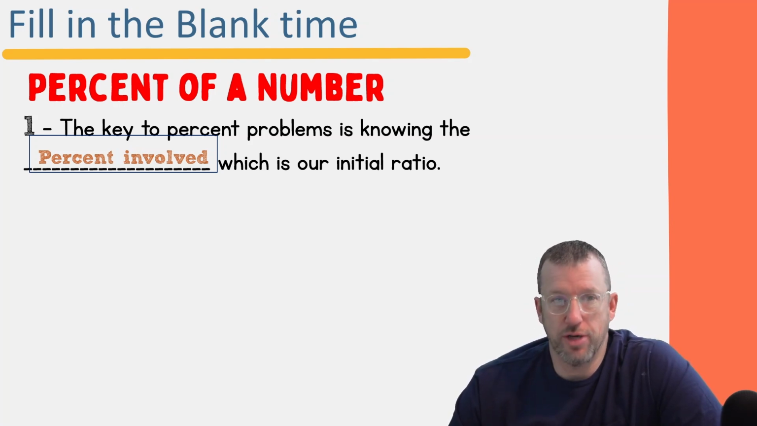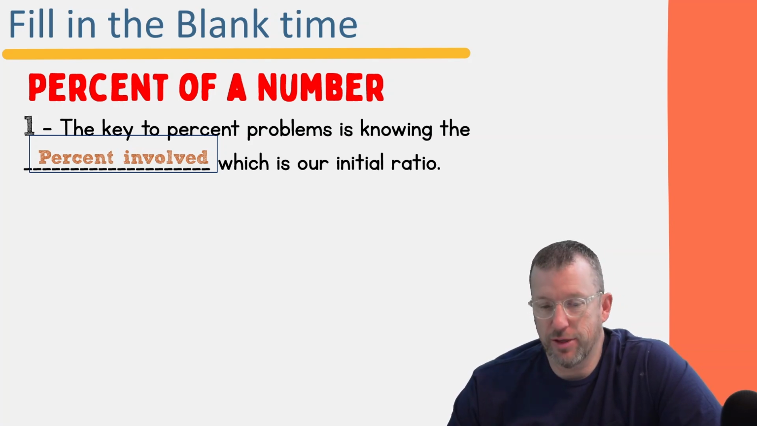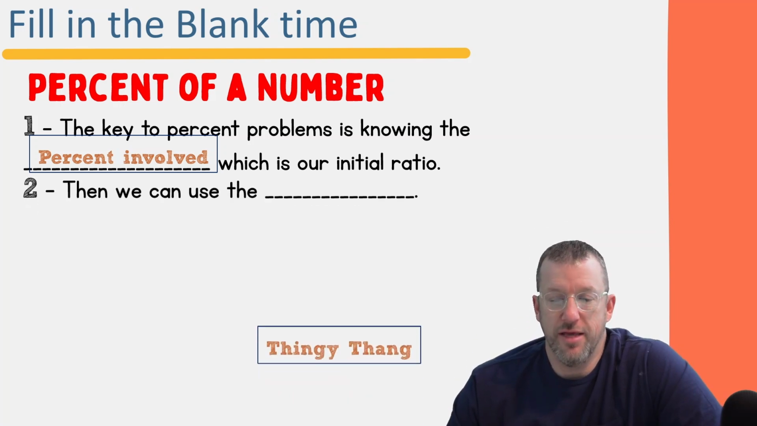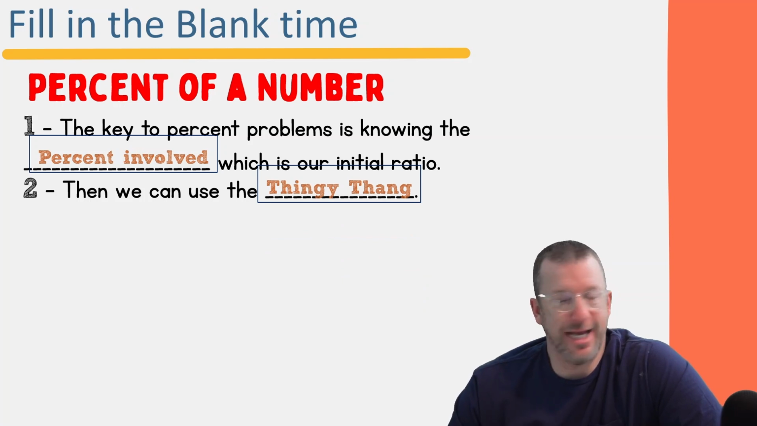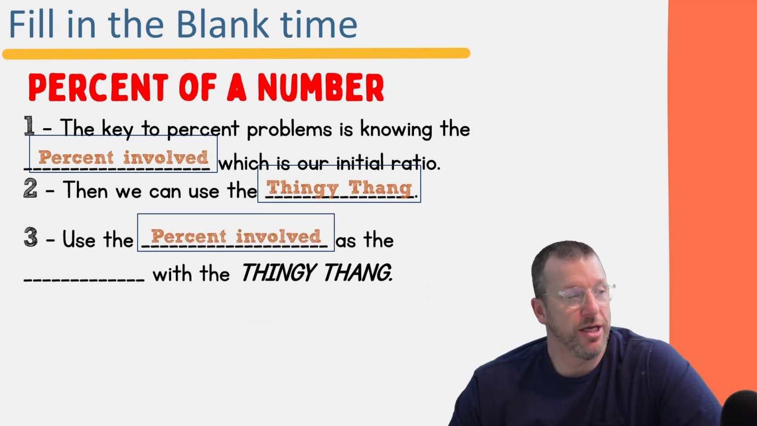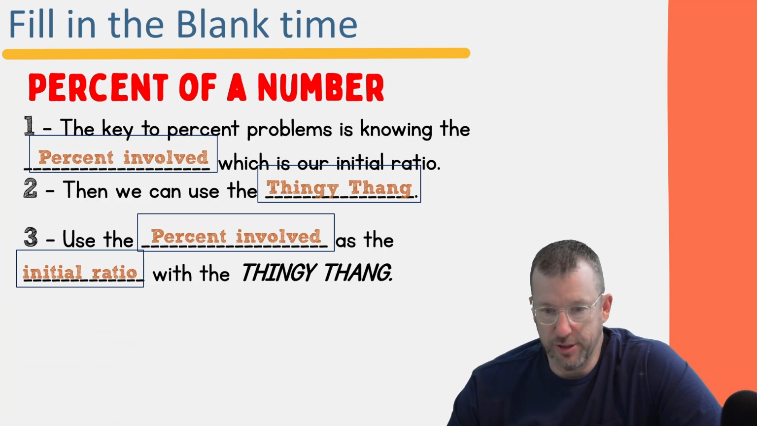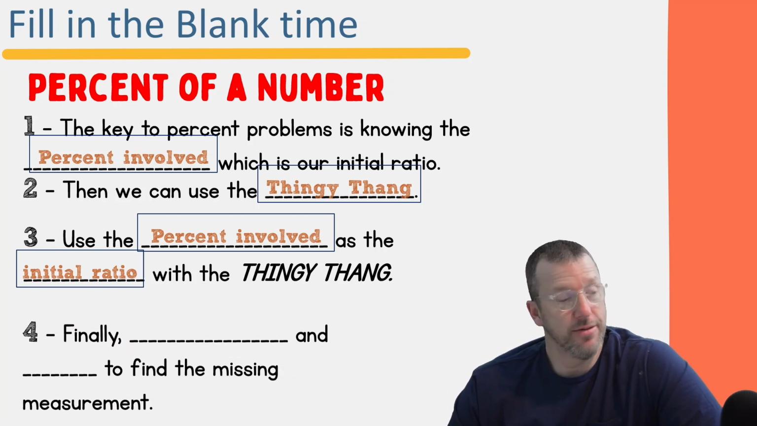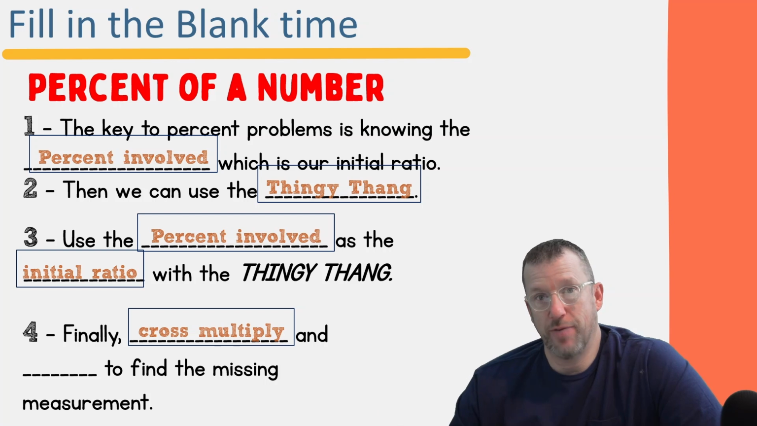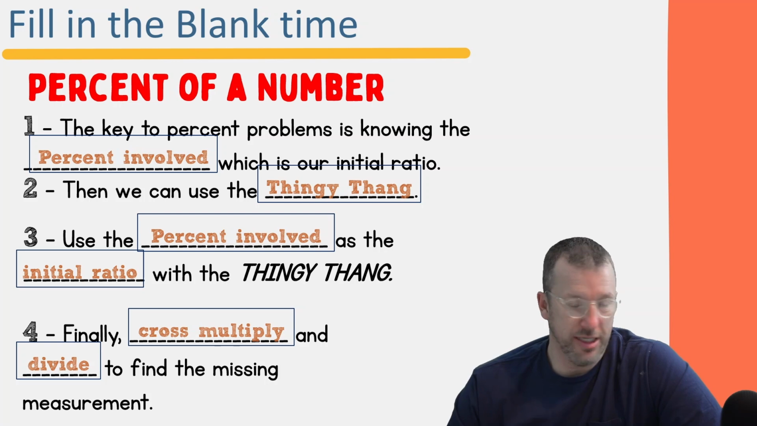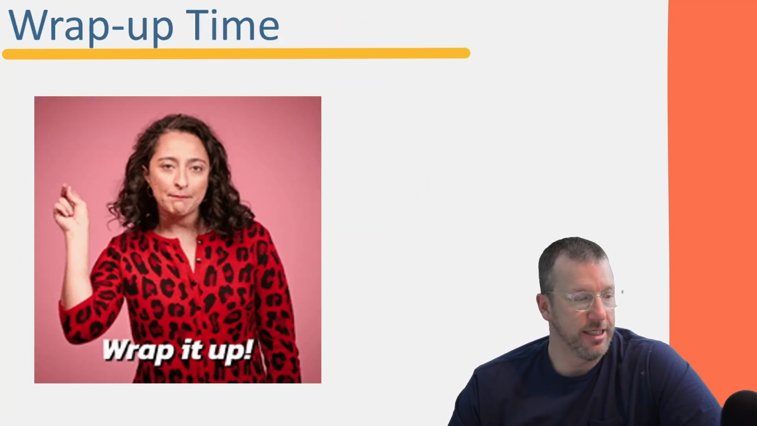You fill out what you know, and then you cross multiply and divide, right? But in this instance, at this point in your math career, you're probably going to be given the percent every time. So we need to know the percent involved. Then we can use the world's greatest tool, which is the thingy thing, right? Use the percent involved. So on one side, we're going to have percent involved. Let's say it was 37%. So it'd be 37 over 100. And that would be our initial ratio with the thingy thing model. And then finally, once we have the initial ratio, and on the other side we know what's missing, we cross multiply and divide to find the missing measurement. Isn't this exciting? It's so exciting.